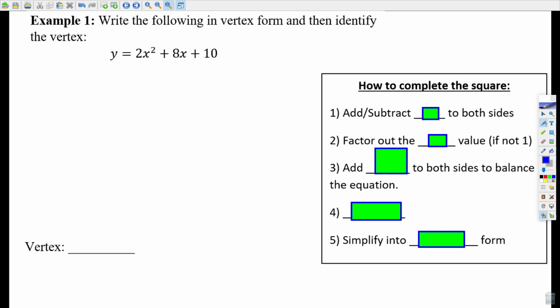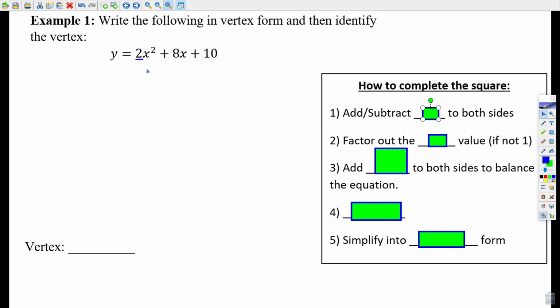As you can see in this first example, we're going to write this in vertex form from standard form, and the only thing that's different here is that we have a 2 out here, and that's going to make things a little different. I'm going to go through the steps here. There is one added step that wasn't here before. Otherwise, most of the stuff is the same, as you'll see.